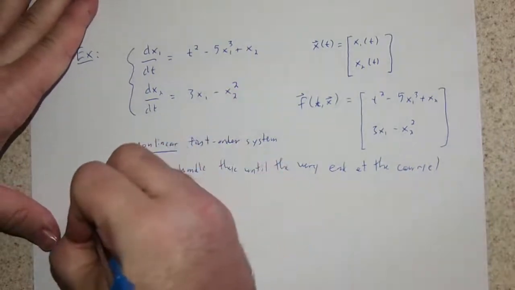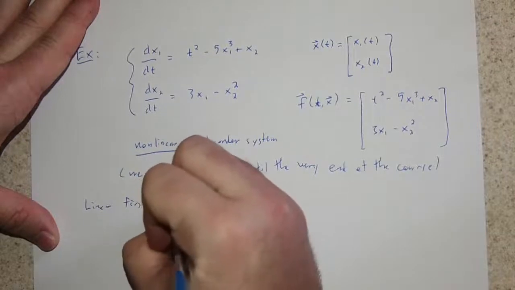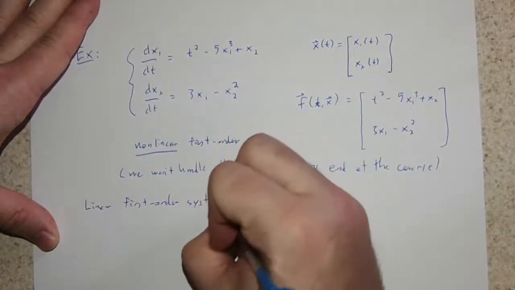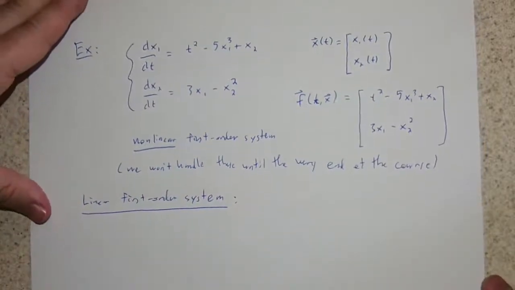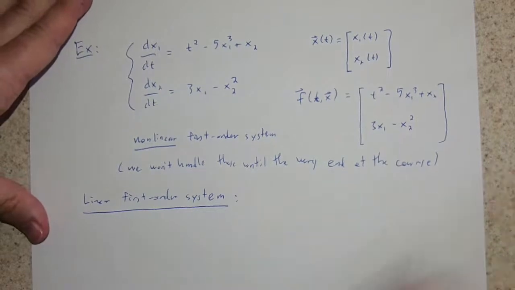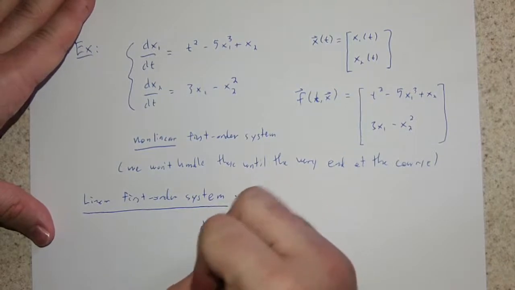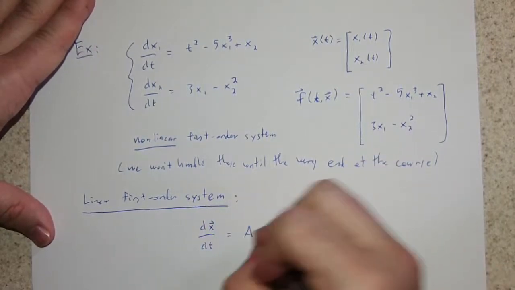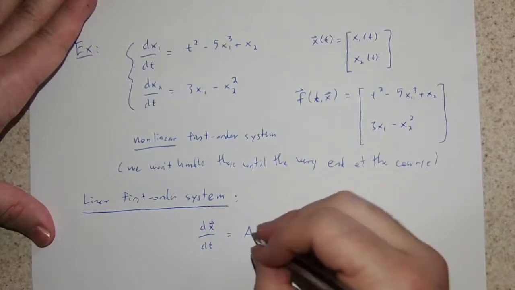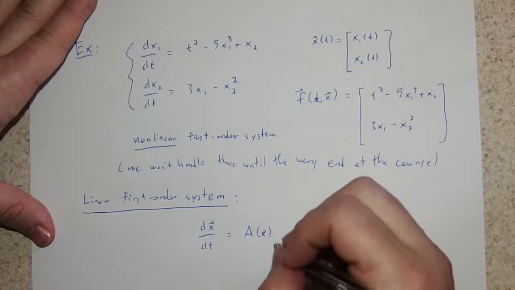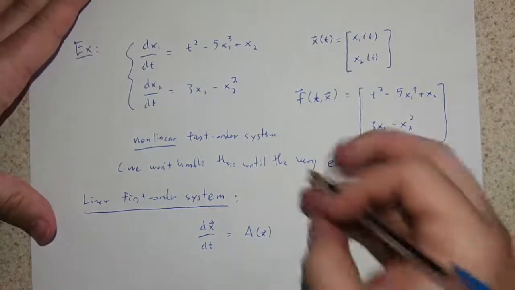So then what does a linear first order system look like? What does a linear first order system look like? It turns out that a linear first order system looks like this. Let's do a linear first order system, and let's do this for constant coefficient.